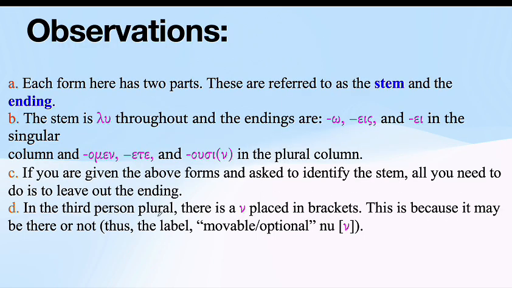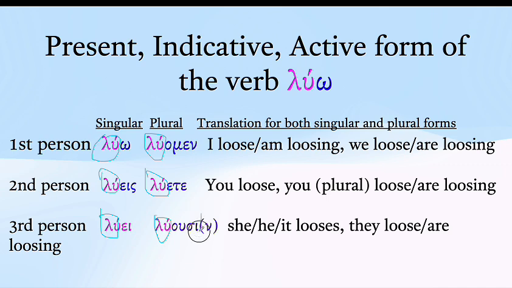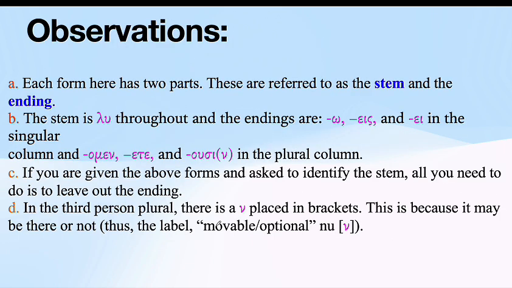In the third person plural, there is a nu placed in brackets. This is because it may be there or not; the label is movable or optional nu. It may occur with it or without it. So luousi, luousin. This is movable nu, that's why it is in brackets.